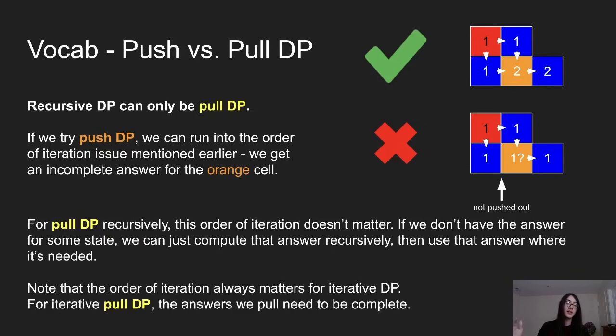For pull DP, this is fine, because we can just recursively compute the answer if we don't know it. And for iterative DP, the order always matters, because we can't just recursively compute the answer like I just said, because iterative can't make use of a recursive function. So if we do pull DP iteratively, we also have to make sure that our order is fine and the answers we pull are complete.